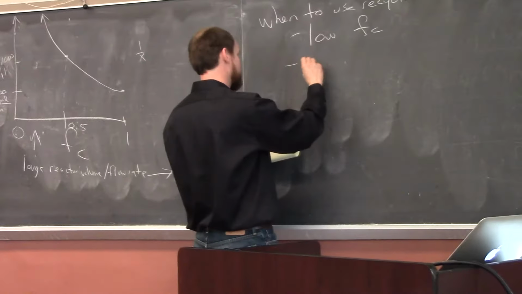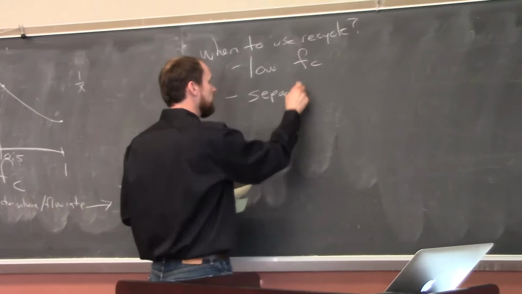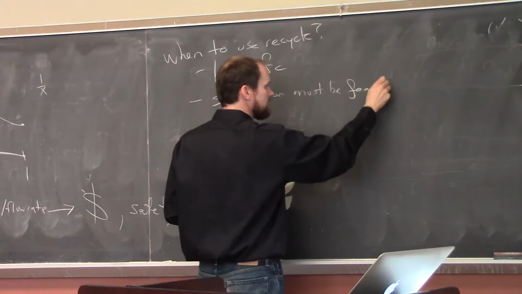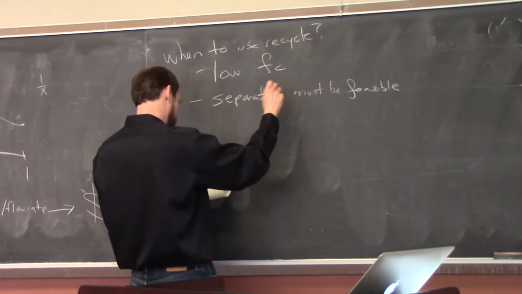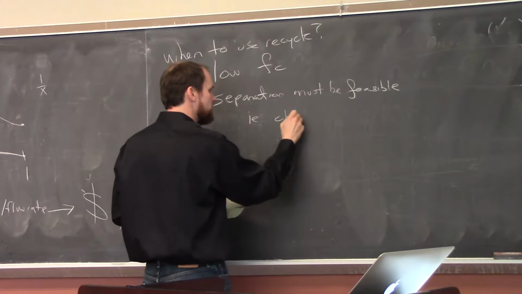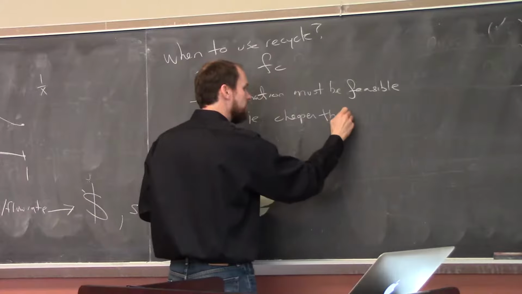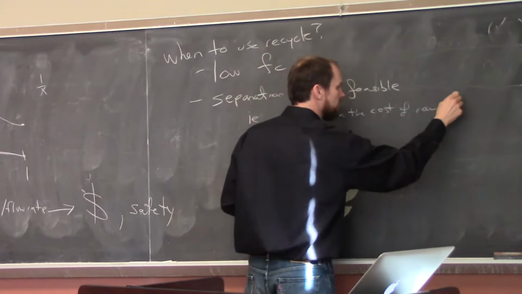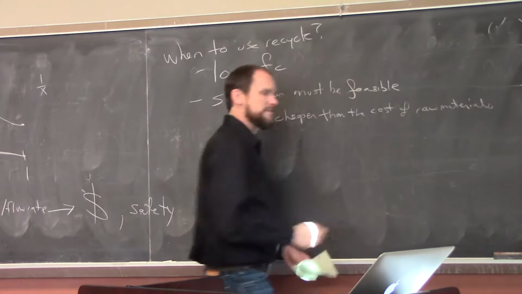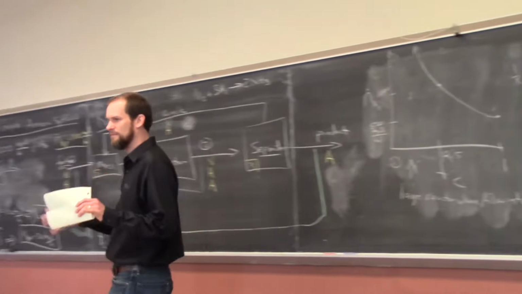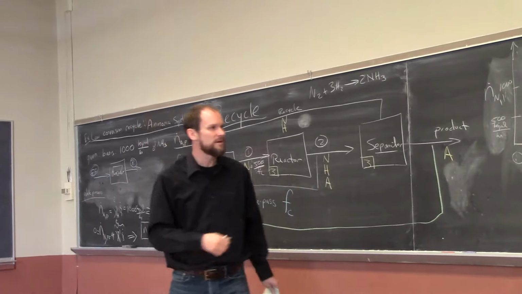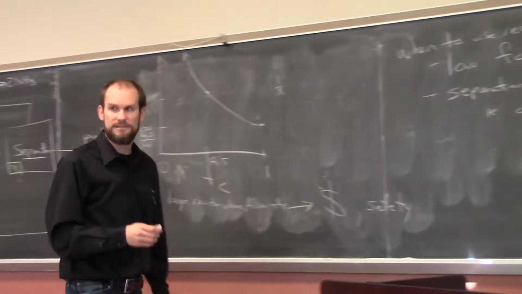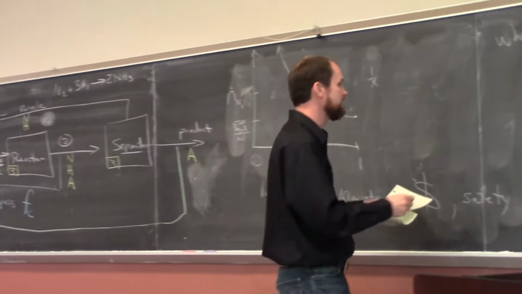So what we're looking for is the separation must be feasible. First of all, you have to be able to separate the product and the reactant, and then that means cheaper than the cost of raw materials. And cost there might just be cost off the shelf, but it might also be EPA and environmental considerations. Overall, is it better to separate or to get new stuff? It might depend on cost.